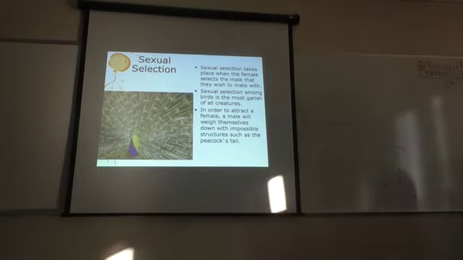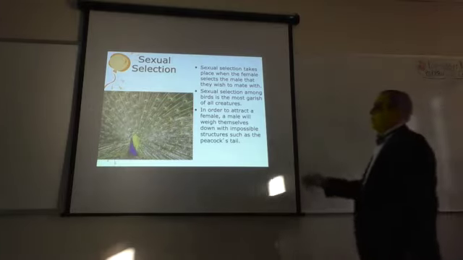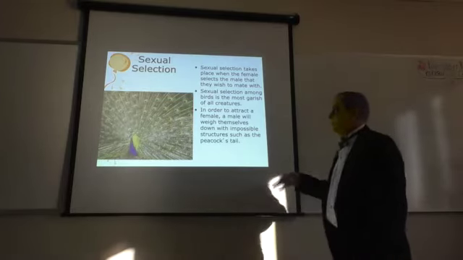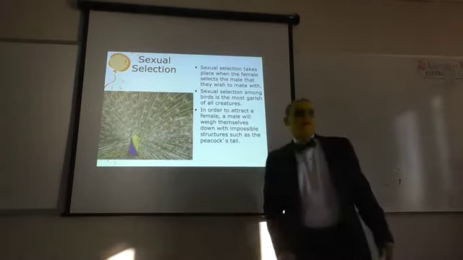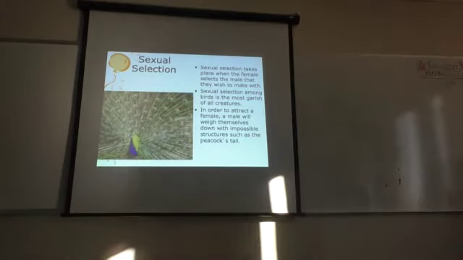Sexual selection takes place when the female selects the male that they wish to mate with. Sexual selection among birds is the most garish of all creatures. In order to attract a female, a male will weigh themselves down with impossible structures, such as the peacock's tail. And of course, if you've ever been around a peacock, they have a really hard time escaping because the tail is so heavy. They can barely fly.